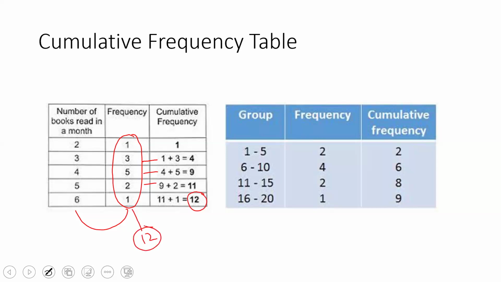This is for a normal frequency table, and this one is for a group frequency table. So this is 2 plus 4, it gives you 6, 6 plus 2 gives you 8, 8 plus 1 gives you 9, and 9 is the total number that we have here. That's just a cumulative frequency in case you come across it. There's really nothing there, but sometimes you have a table that shows you all that.